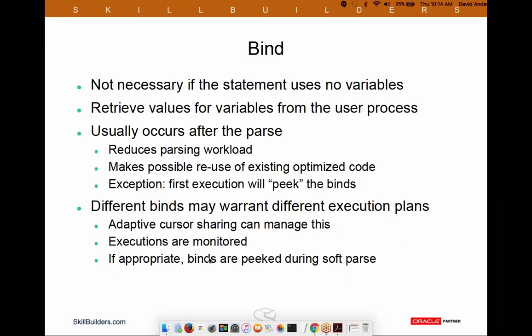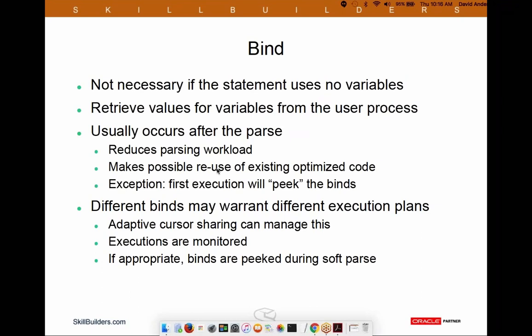Bind. Bind is involved in the use of variables. If you write PL SQL, obviously you've embedded a SQL statement inside that PL SQL. When you write PL SQL and you embed a SQL statement, you often include a PL SQL variable inside the SQL statement. Technically, that's known as a bind variable. What we're doing then in the bind step, or what Oracle database is doing in the bind step, is retrieving the values for the variables from the variables. So it's plugging in real values. This usually occurs after the parse step, which is a bit weird.